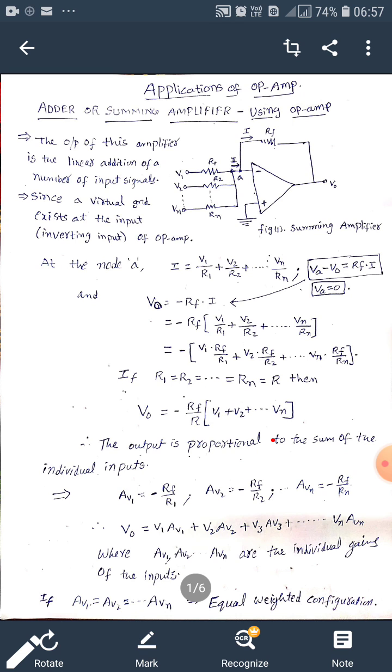So one of the examples here is the adder or summer amplifier, where different input signals, given in figure 1 as V1, V2 and so on up to Vn, are added, and we get at the output V0 the sum, that is the addition of all these input voltages. So this is a linear addition of all the input signals applied.